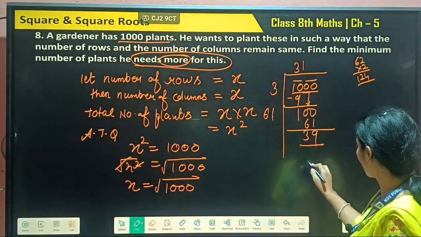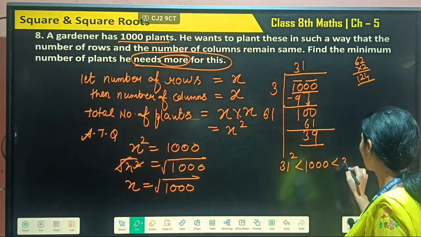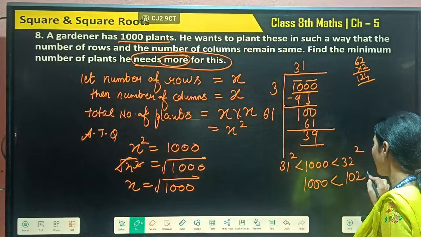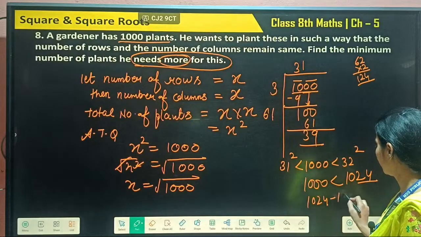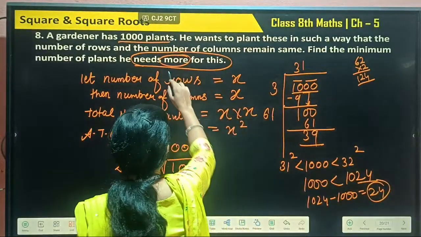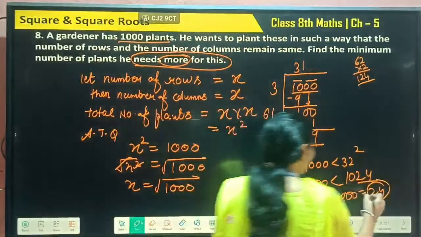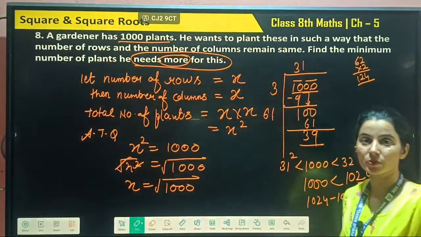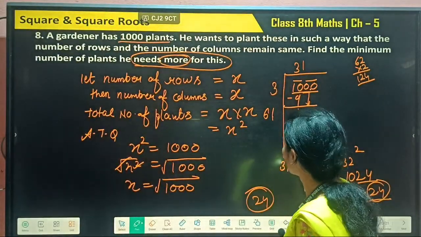So the last question we have done. It means this 1000 is lying between the square of 31 and 32 square. This 32 square is 1024. So this 24 is the minimum number of plants that must be added to the given number of plants. We need 24 more plants in 1000 plants, so that the number of rows and number of columns will become equal. So the answer is 24.